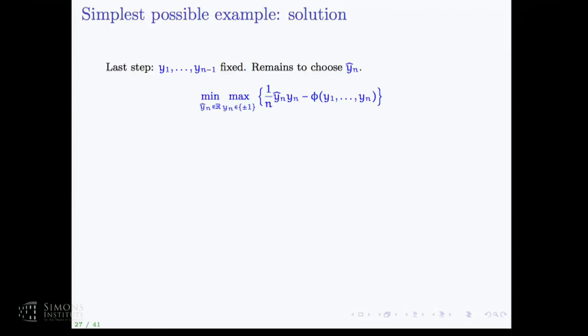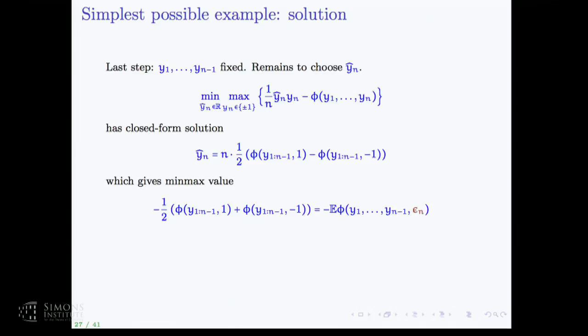So is it clear to everyone that this is the objective that you need to solve at the last step? There is nothing else you can do. That's the one that you need to solve. Okay, but it's trivial to solve it. It has a closed form solution.